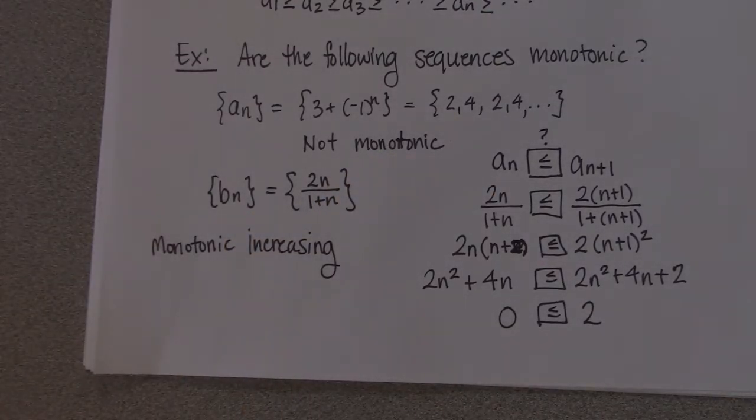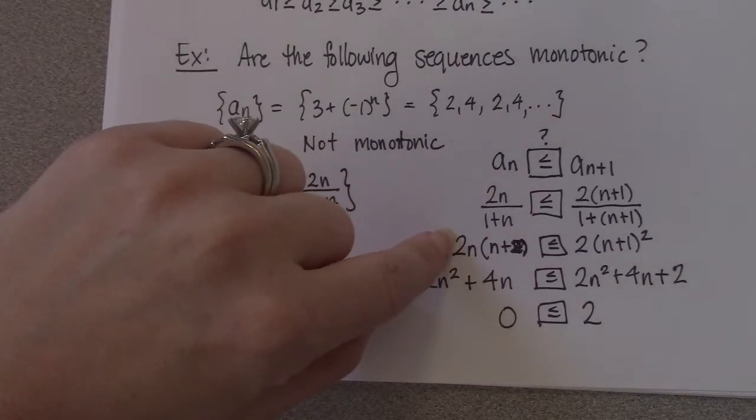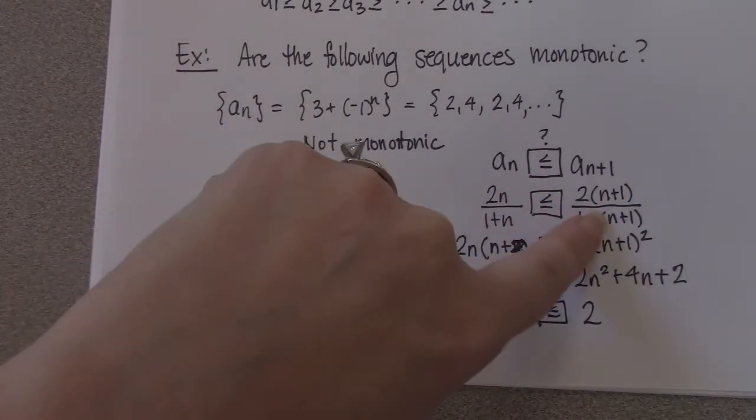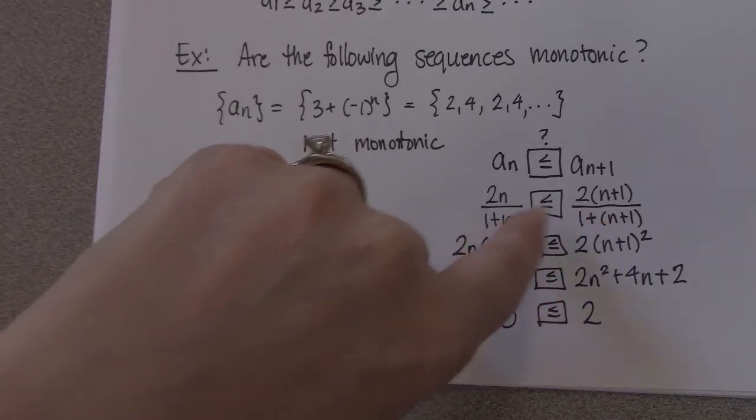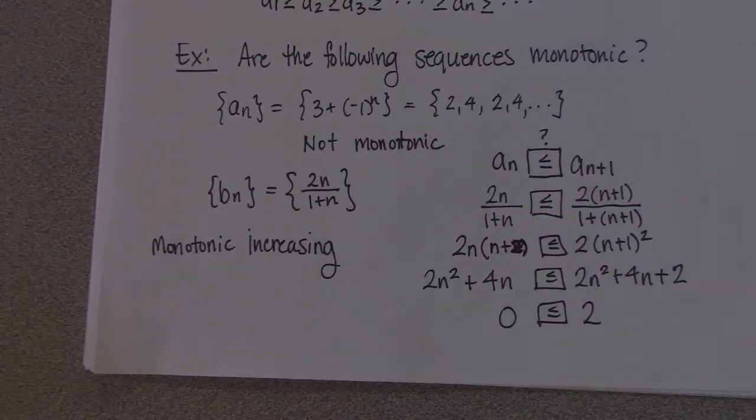How'd you get from the second step to the first? From here to here, I cross multiplied. So 2n times n plus 2, and then 1 plus n times 1 plus n. Yep.